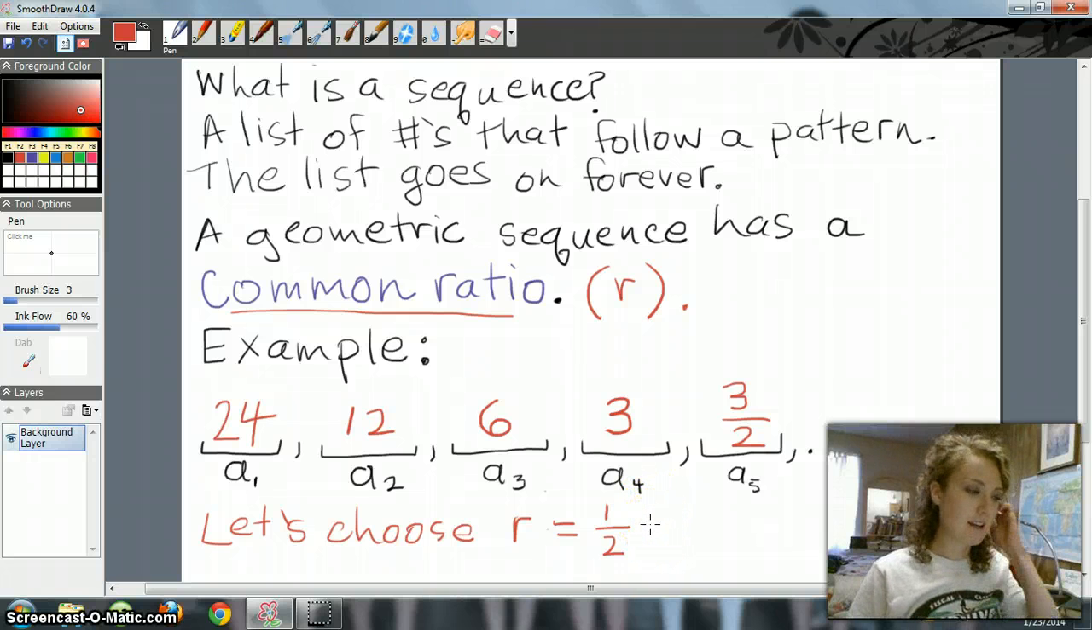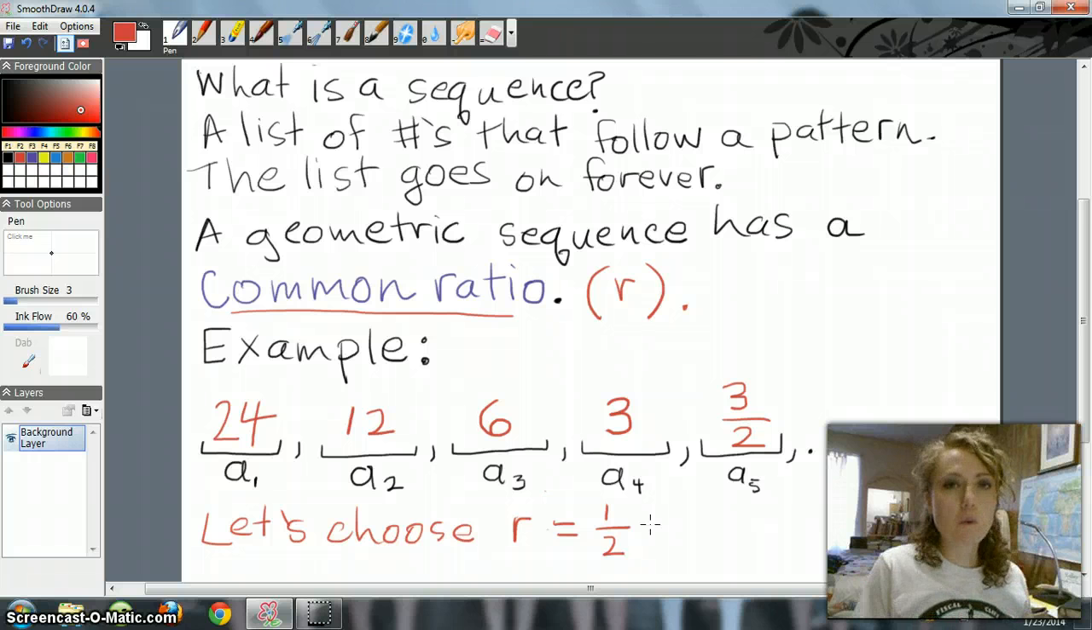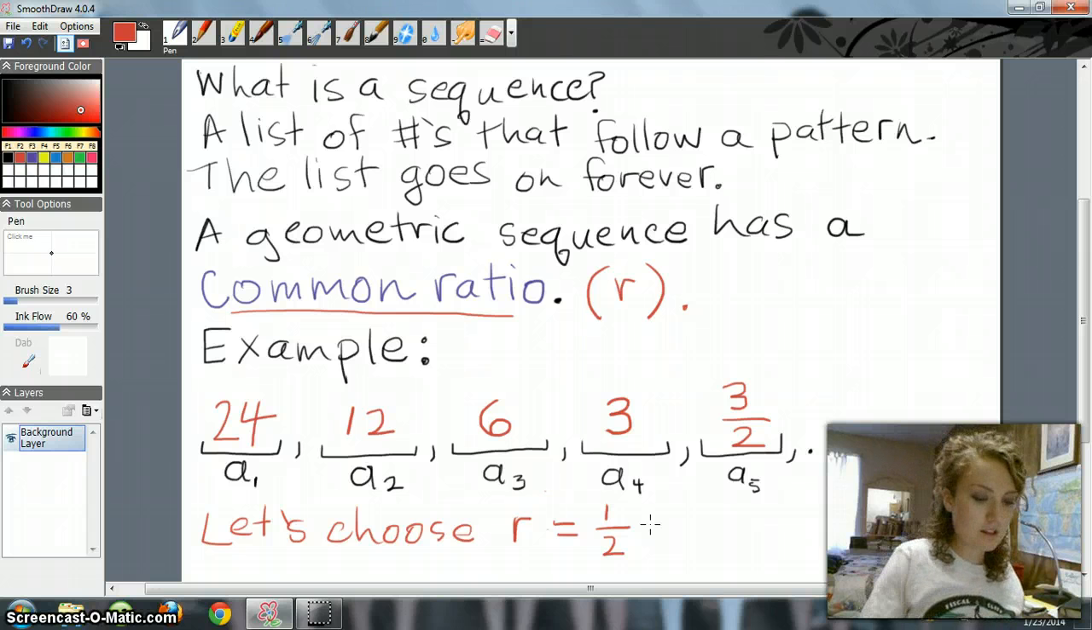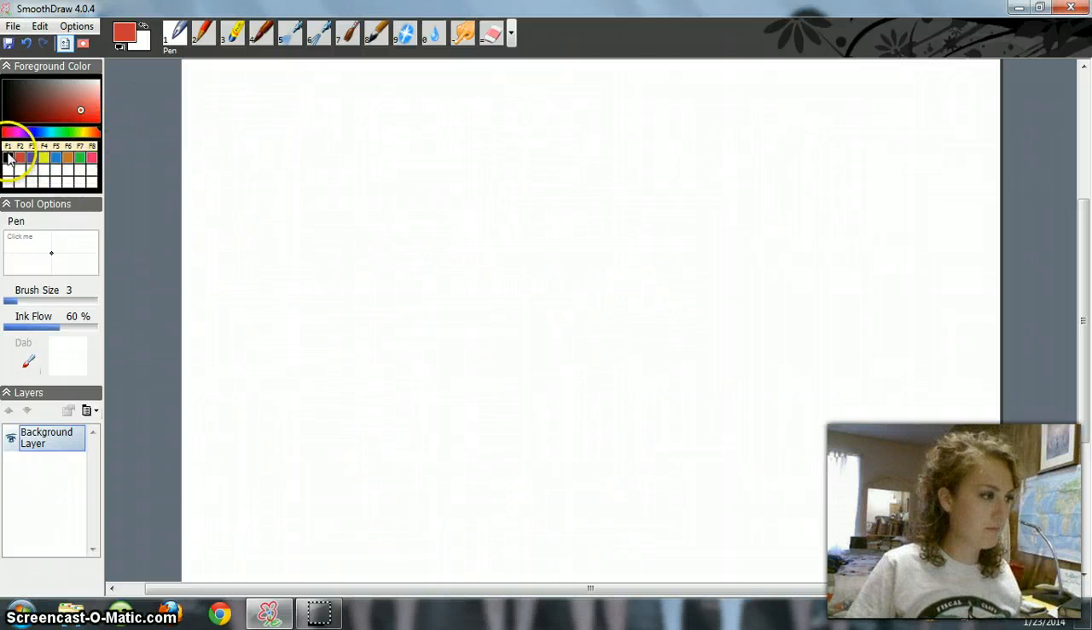Okay. Now, let's do a problem where we're given a geometric sequence where we're not building it, and we're asked to find what the common ratio is. We'll do a couple of examples like that. So let's clear this screen.